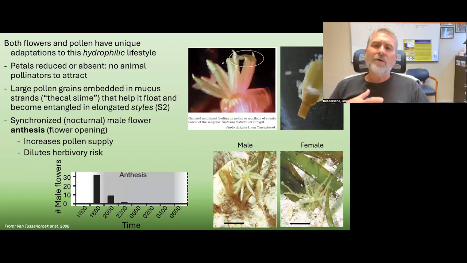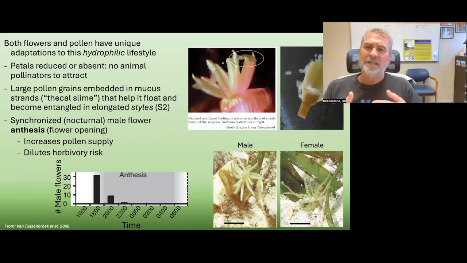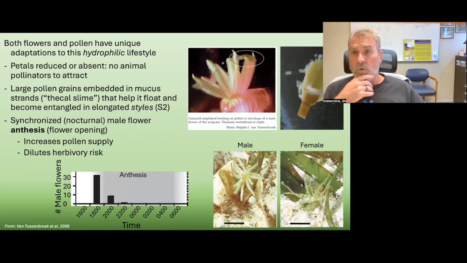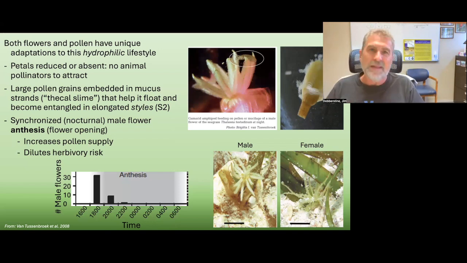All right, so both the flowers and the pollen have unique adaptations to this hydrophilic lifestyle. The petals are very reduced, right? Or virtually absent. And that's because there are no animals to attract. They're not attracting fish, like many flowers in my backyard attract hummingbirds or butterflies. So they don't need those large petals in order to do that.